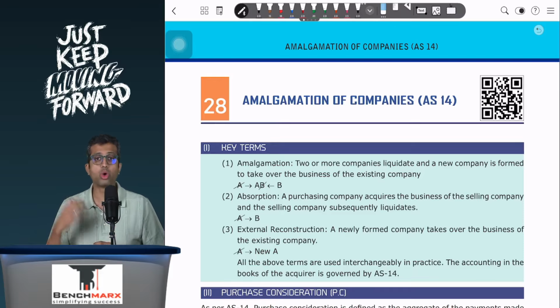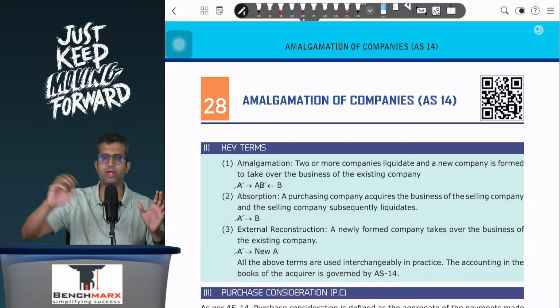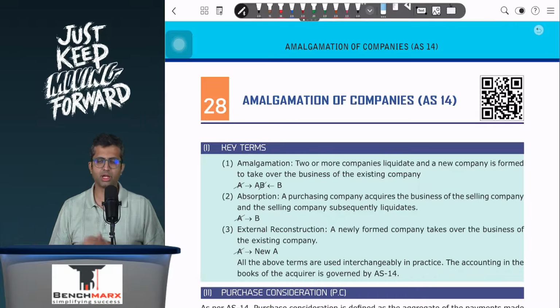Now what will be the accounting in the books of the acquirer, where in the first case of absorption there is Air India which is acquiring or absorbing the business of Vistara, or there is VI Limited which is absorbing the business of Vodafone as well as Idea? What will be the accounting in the books of these companies? That is governed by AS 14 in the books of the acquirer.